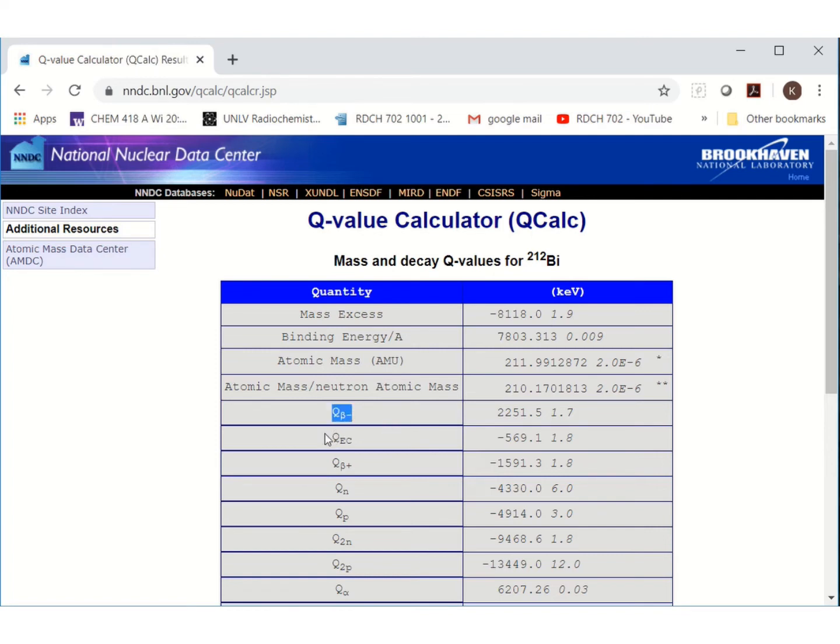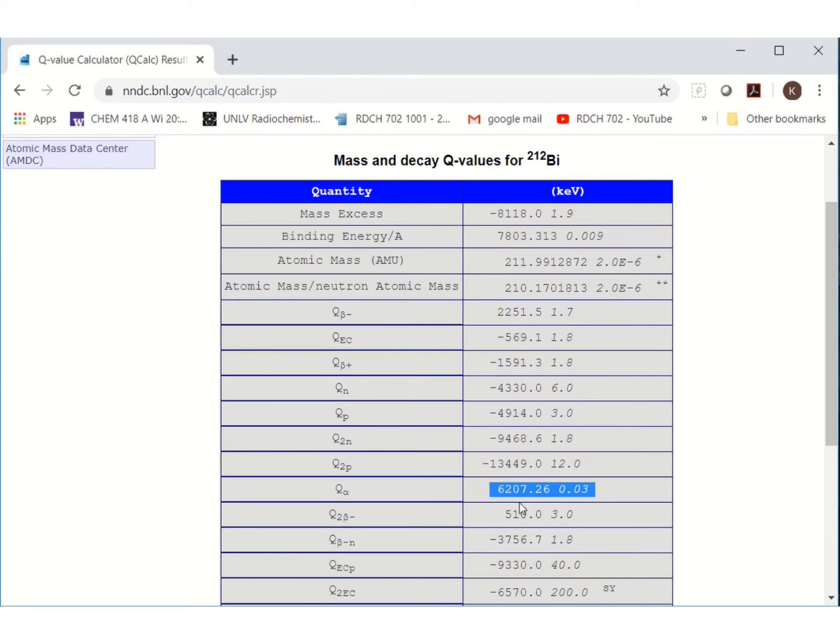So here's the beta minus decay and electron capture decay, and we see that for bismuth-212, the beta minus decay is positive, and the alpha decay, as shown here, is positive. There's also this double beta decay. It's also positive. Fundamentally, for these reactions, anything that's positive can occur. And what we find with bismuth-212 is actually that there's a branching ratio, so that a certain percentage of the time it decays by beta decay, and a certain percentage of the time it decays by alpha.